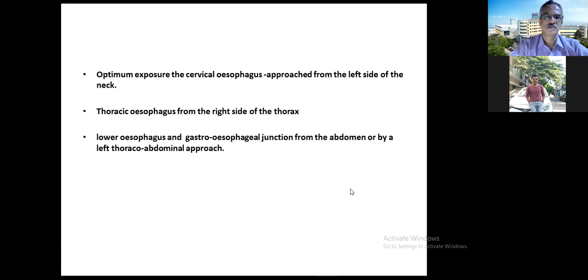So for optimum exposure of the cervical esophagus, it should be approached from the left side of the neck. The thoracic esophagus should be approached from the right side of the thorax. And the lower esophagus and the gastroesophageal junction should ideally be approached from the abdomen or via a left thoraco-abdominal approach. Sir, this concludes the relations of the esophagus.